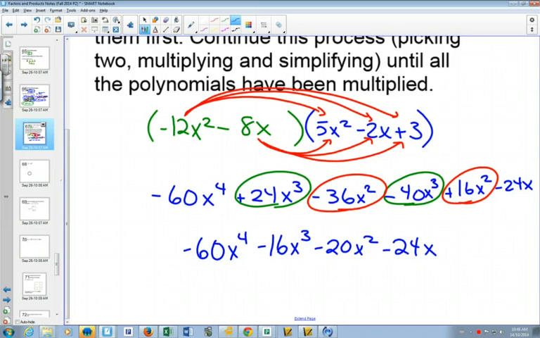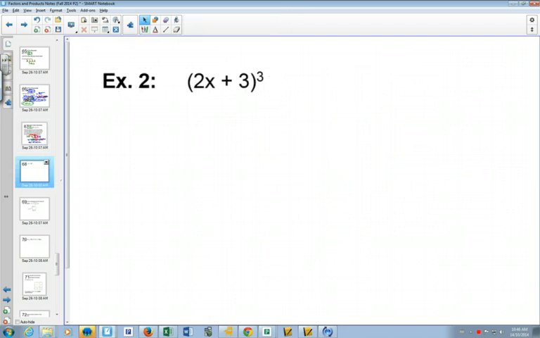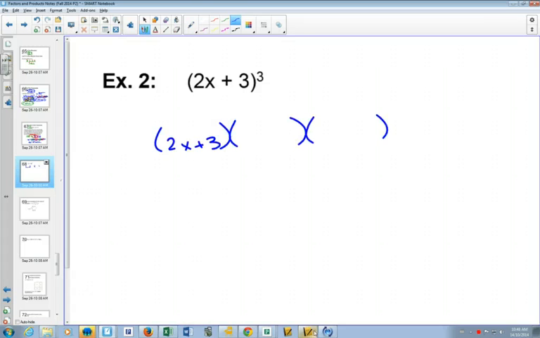Here's one for you to try. All right, first step. You know that cube means multiply by itself. So that's what the cube means. Now we're multiplying three things, so we need to choose two of them to put together first. So you can choose any two. Since they're all the same, I'll choose the first two.